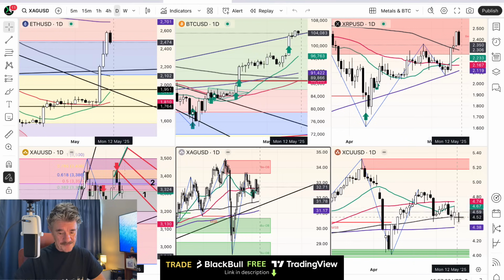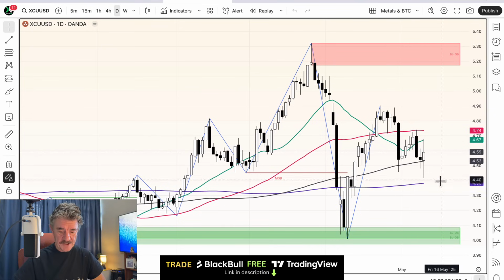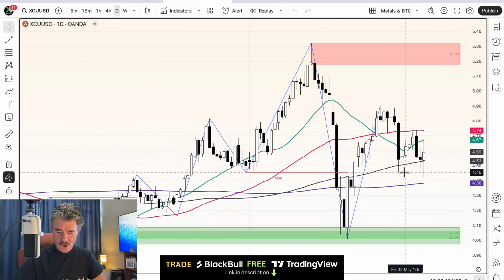Copper still holding up pretty well, actually, despite all the naysayers about the economy and copper, still bouncing off the 200, not moving down, and even holding and closing above the 100 period last week, so doing really well.